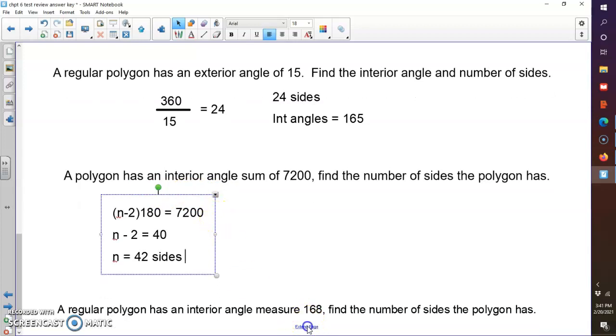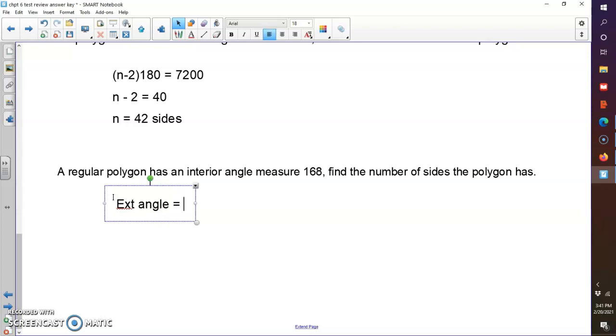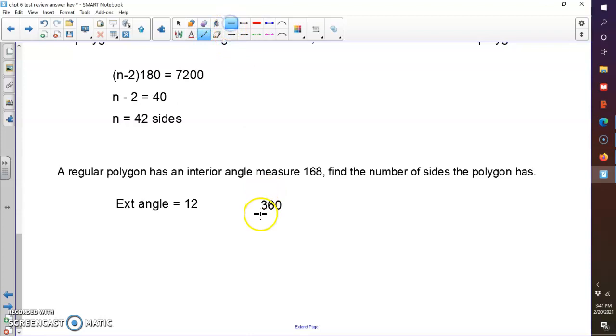And finally, if I have a regular polygon with an interior angle, instead of using n minus 2 times 180 divided by n, I'm going to find my exterior angle right away. And that's going to be 12 degrees. And now I'm going to divide that into 360. Or I should say 360 divided by 12.